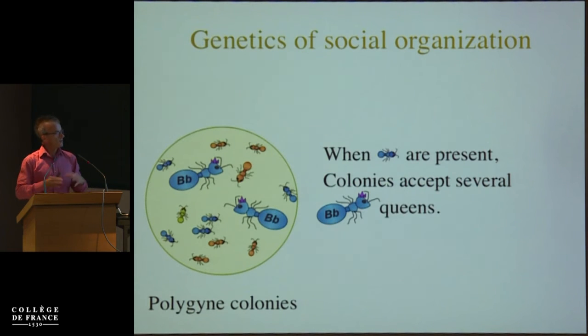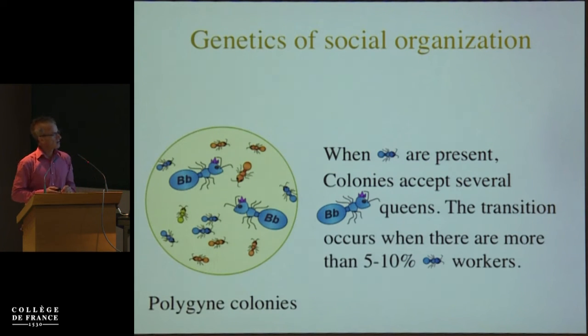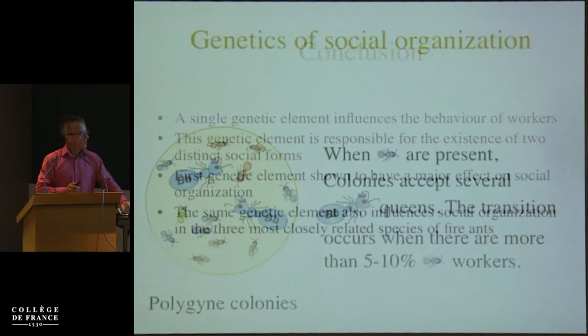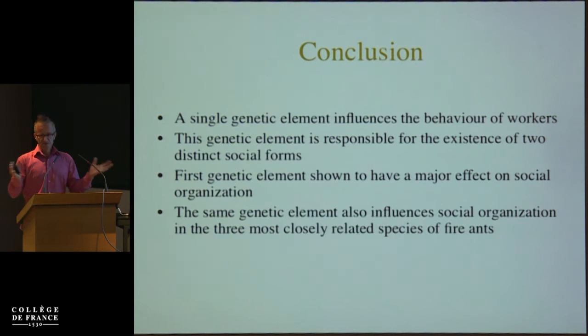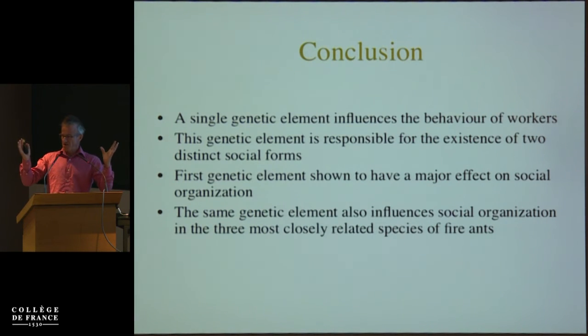In those colonies, when you have heterozygote workers, they will accept several queens, but only heterozygote queens. And we did some experiments where we manipulated the ratio of workers, and we showed that you only need 5 to 10% heterozygote workers to have a shift from the monogyne to the polygyne type of social behavior. So to conclude, we found a single genetic element, either GP9 or something linked to GP9, which influences social organization.